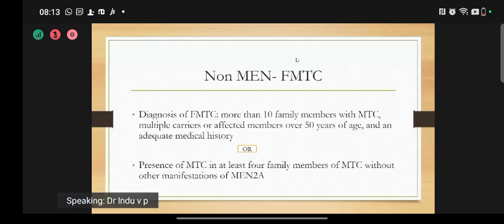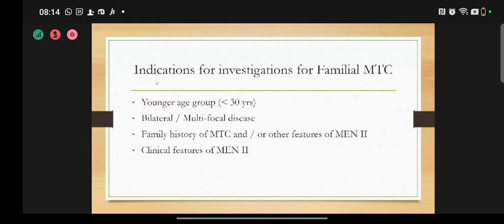So when to diagnose a familial medullary thyroid cancer, that is, a non-MEN familial medullary thyroid cancer? When there are more than 10 family members with medullary thyroid cancer, with an affected member of more than 50 years, or the simple definition is presence of medullary thyroid cancer in at least 4 family members without any other manifestation of MEN2A.